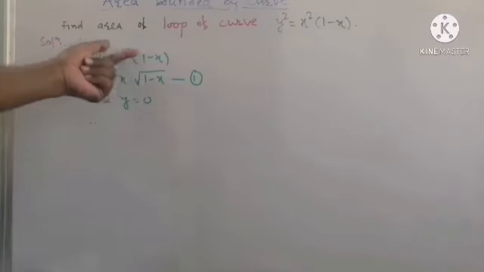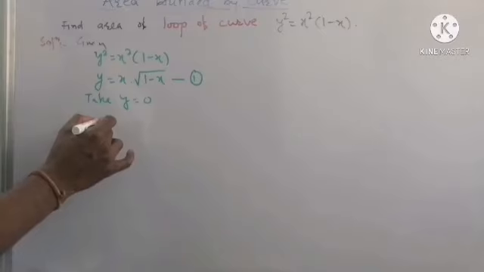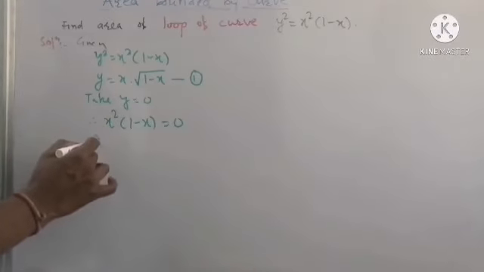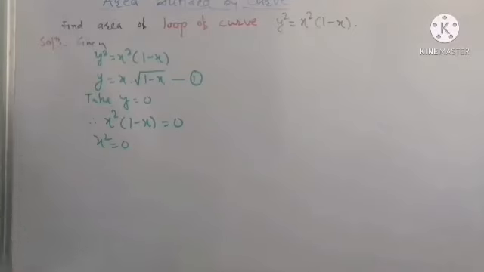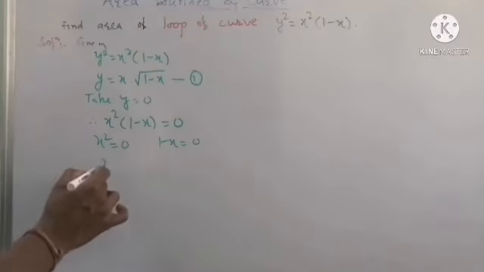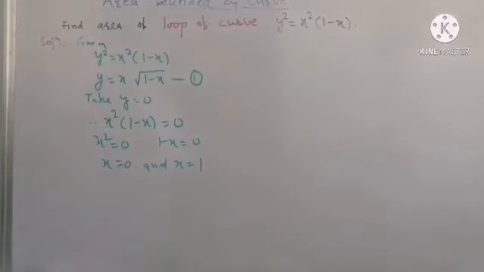So putting y equal to 0 in the given equation, we get on the left hand side x square into (1 minus x) equal to 0. Now simplifying, we get two factors: the first factor x square equal to 0, and the second factor 1 minus x equal to 0. That means x is equal to 0, and by simplifying the second we get x equal to 1. Now these x values are the limits of the required area.